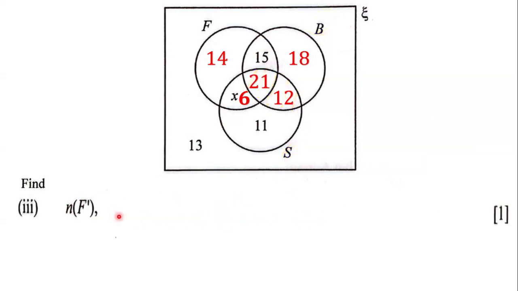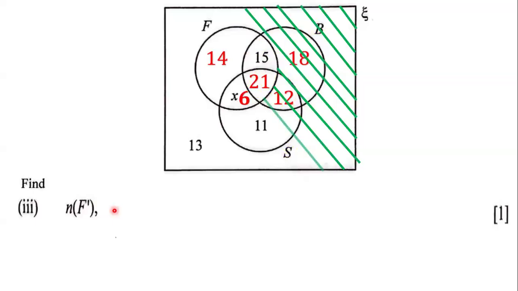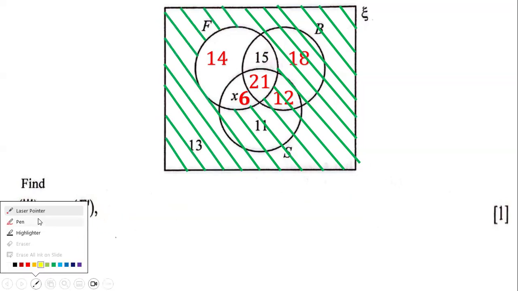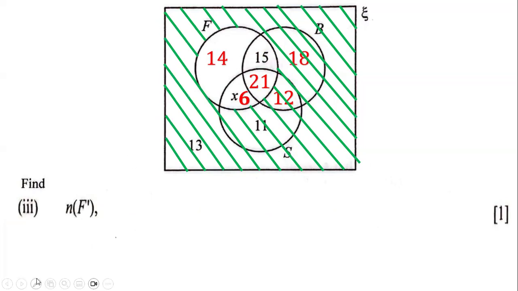Next, we have to find the number of elements in F complement. Now, F complement means that we want all of the elements in the universal set except for the elements that are in set F. We can include all of the elements in the universal set except for the elements that are in F. So we do not include the elements that are inside F.